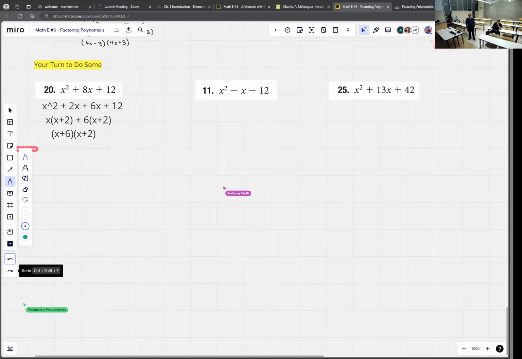Okay, everyone happy with 20? Yep. Okay, 11 is a little trickier, because there's a negative, okay, two negatives. You want things that multiply to negative 12 and add to negative 1.